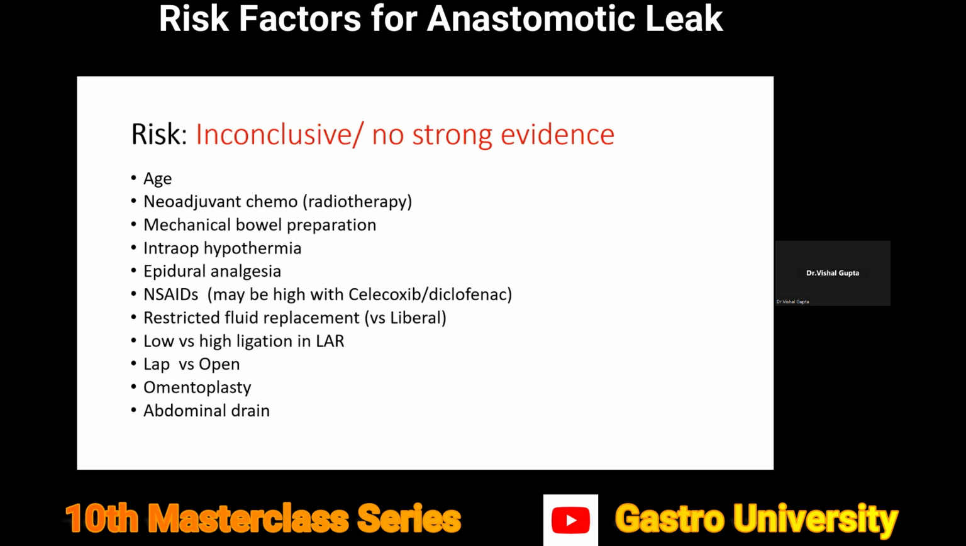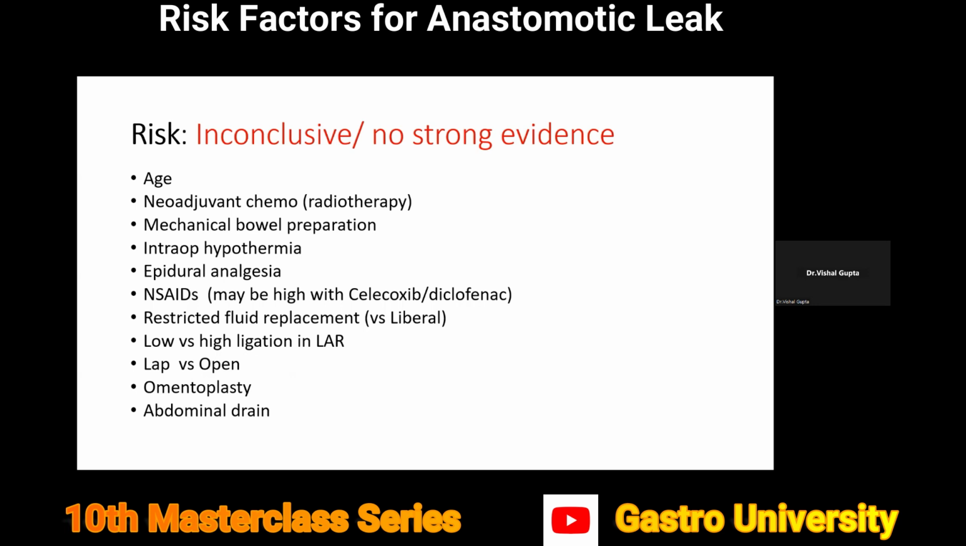In terms of the current evidence, the literature is either inconclusive or there is no strong evidence to support these factors, like age. It has been considered that age more than 60 or 75 is associated with a higher risk of leak, but that is not so. For neoadjuvant chemoradiotherapy, especially in carcinoma rectum or esophagus, there is no conclusive evidence that this increases the risk of anastomotic leak. Again, mechanical bowel preparation is not going to increase the risk.